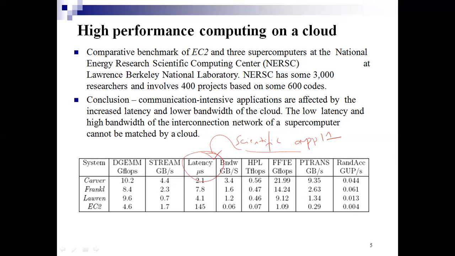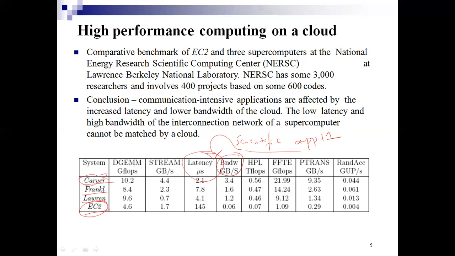So remember, the communication intensive applications will be affected by the increased latency that is more than 70 times larger than the Carver. So we have taken some of the systems: Carver, Frank, Lawrence, and EC2, the Elastic Compute Cloud, and these three are the new ones. These are all also some of the systems, and with lower bandwidth. So the bandwidth is lower, more than 70 times smaller than the Carver.